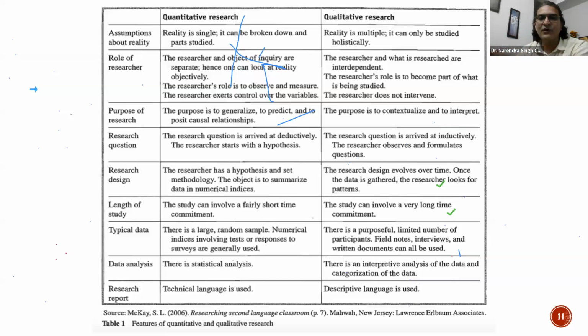The study can involve a very long time commitment, because qualitative research is not like you have started today and it is going to end in a month or so. No, it's not like that. At times it takes a longer time. Maybe you are planning for something, but something doesn't happen, and you have to visit the same participant once, twice, thrice, at times even more, just to understand why people are behaving in a certain manner.